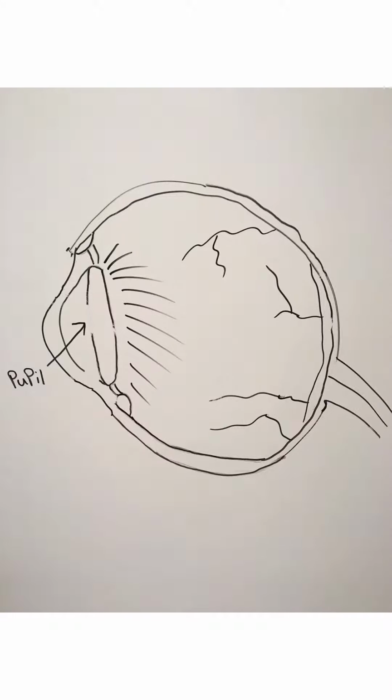The light then hits the pupil, which is in charge of regulating the amount of light that enters the eye, dilating and contracting to maintain a sufficient amount of light.